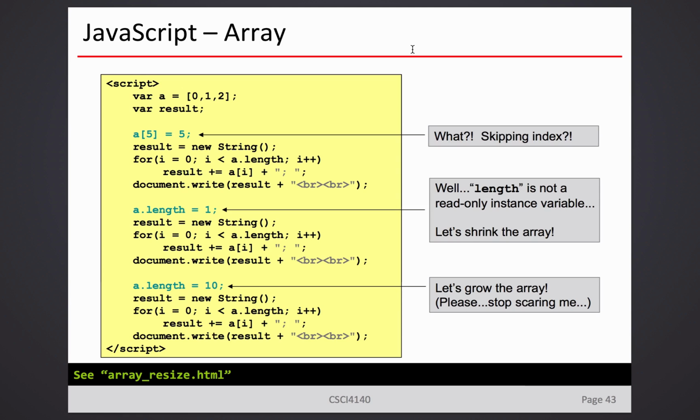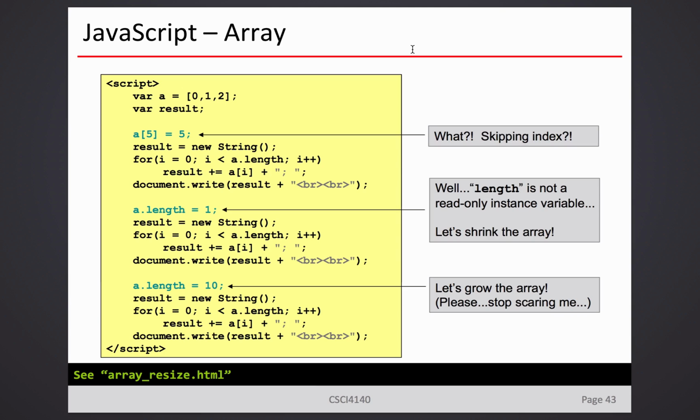Second, how about the array length? In Java, when you create an array, there is a length variable. Do you know that in Java that length variable is read only? When you try to modify that length variable in Java, you will get an exception. In JavaScript, length equal to 1. If it is doable, that means it automatically shrinks the array to size 1.